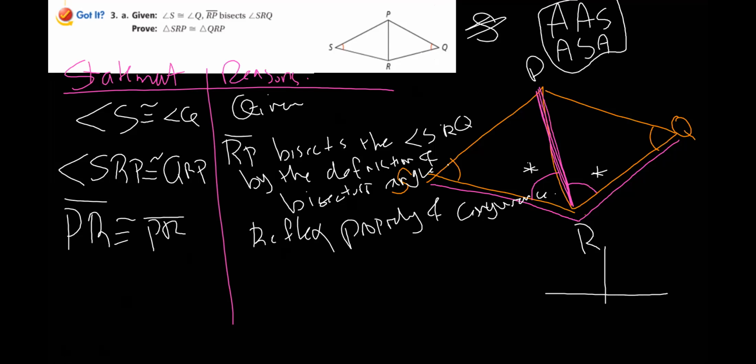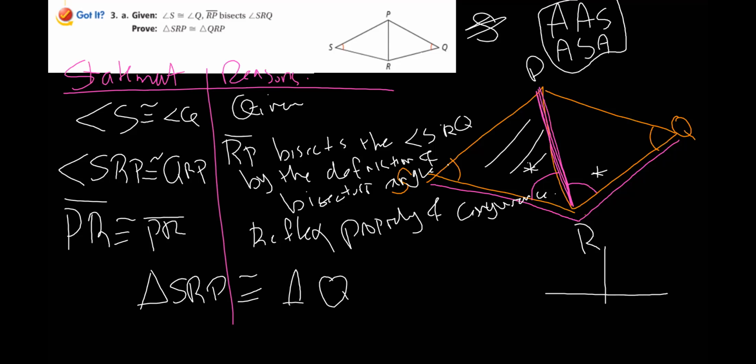Now I have two angles that are congruent and a side that is not included, but it is congruent to the same side in the other triangle. Can I conclude that triangle SRP is congruent with triangle QRP? Yes, because of the AAS theorem. Is it clear?